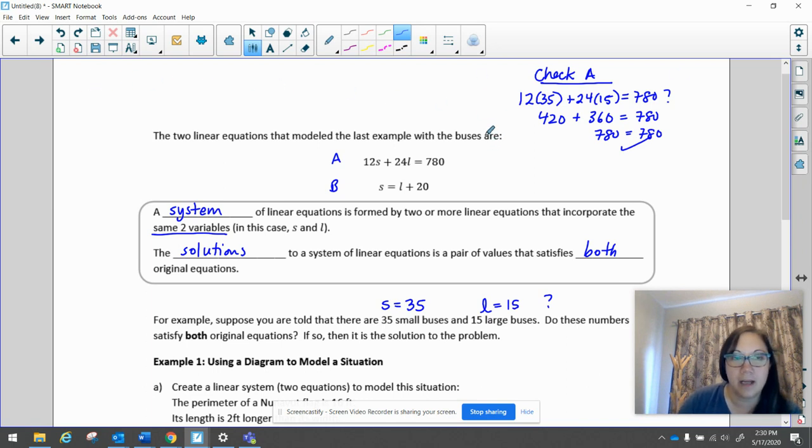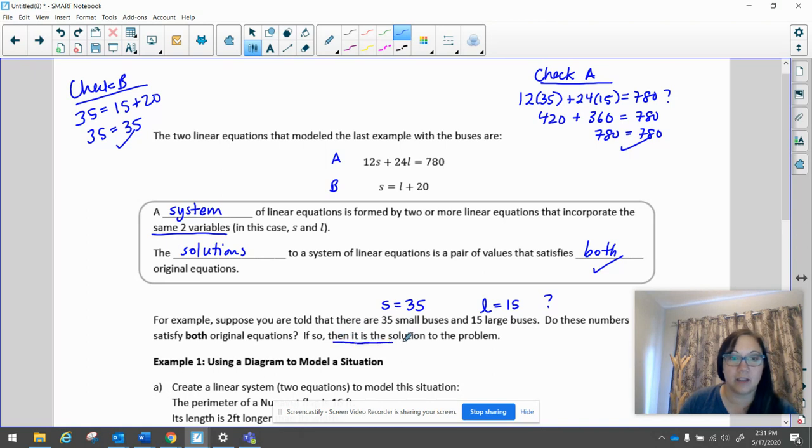I'm running out of room here. I'm going to sneak in another check. I'm going to check B. So now I have to check, do those numbers fit this equation? So 35, is that equal to 15 plus 20? Well, I get 35 equals 35. So yes, because it works in both equations, it is the solution to the problem. So the answer is yes, it works for both.